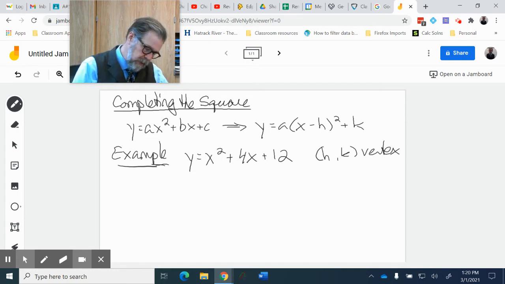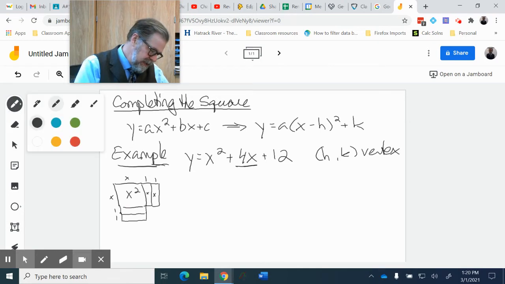But instead, what I'm going to do is take my algebra tiles, and I have one x squared tile, which of course has dimensions x by x. I have four x tiles, and so to make a square, I'm going to put 2 on each side. And so these are dimensions x by 1, x by 1, and 1 and 1.